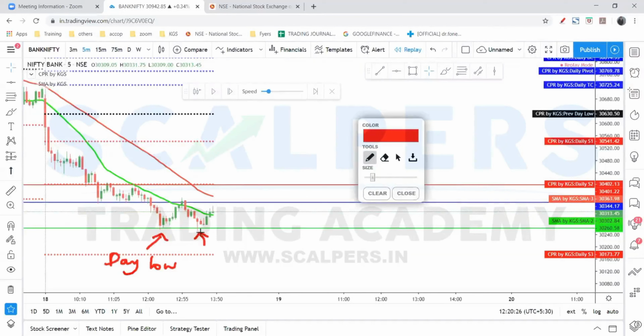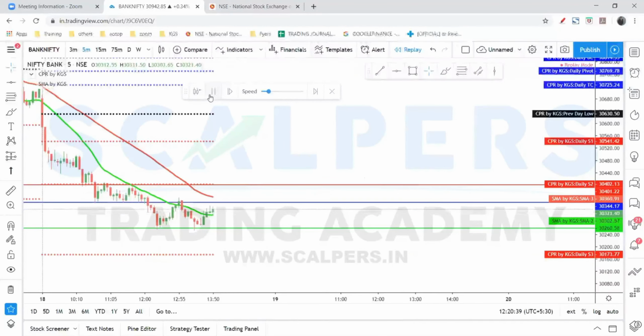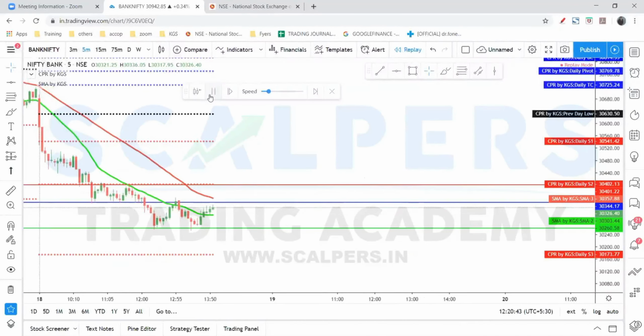So you should not short out of enthusiasm. You should wait for the day low to be broken. Otherwise you should not take any entry. See, this is how you have to take a trade.